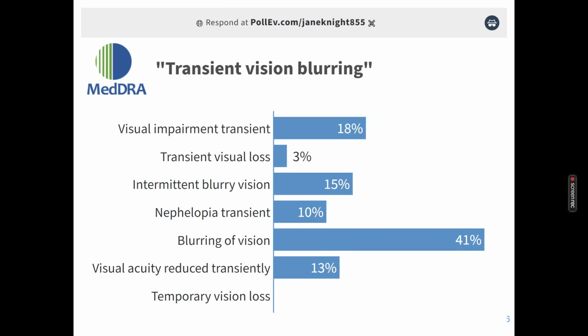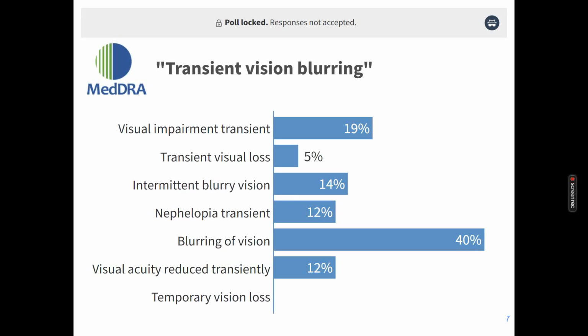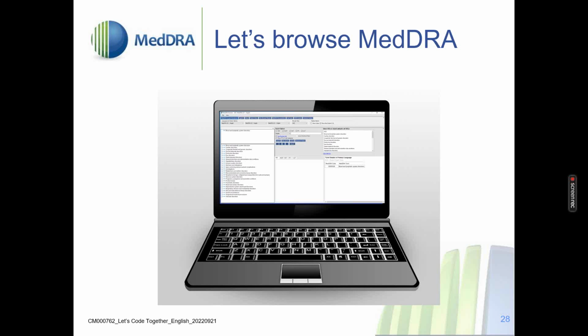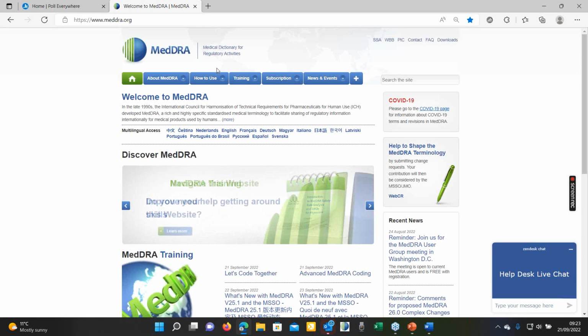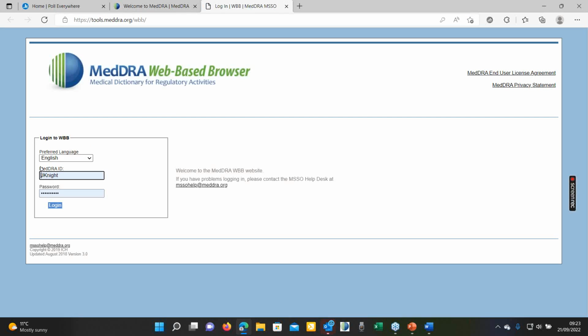Some of you are going for the other transient terms. So before you all change your mind based on what you see the popular choice is, let's lock the poll. There we see the final result. The most popular is blurring of vision. So let's go to the browser ourselves to see. So I'm going to go to the MedDRA website. There's the browser, and log in.